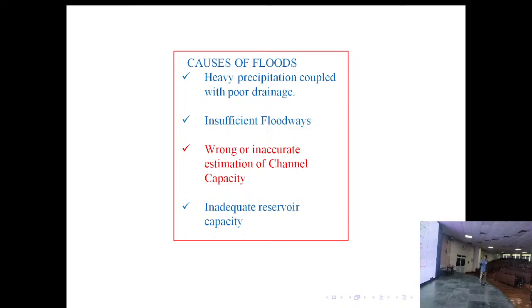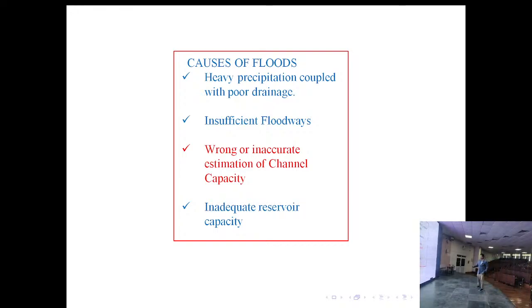Other things are also sometimes natural, sometimes man-made. Suppose insufficient floodways, because many times we are responsible, we do not fix the drainage. Even in the cities, due to flash floods, the problem of flood occurs, isn't it? In Bhubaneswar, in Chennai, many places abroad also, because we are not keeping a proper drainage system and floodways.